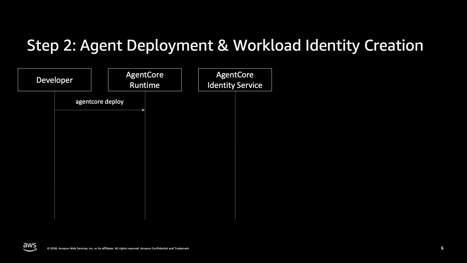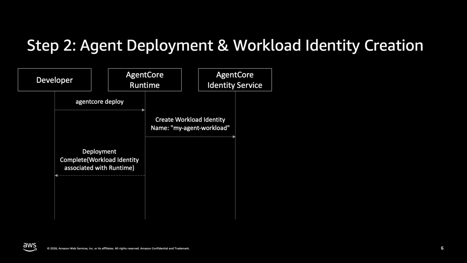When you deploy your agent, AgentCore Runtime creates a workload identity for your agent in the AgentCore Identity service. This workload identity is how your agent will prove who it is when it asks the identity service to retrieve credentials and tokens. It's stored in the identity directory and associated with your deployed agent. Now that completes the establish phase. Your credentials are stored securely and your agent has an identity. Now let's see what happens at runtime when your agent needs to prove who it is to access the external service.